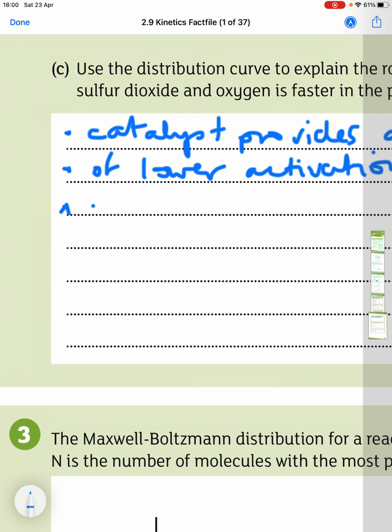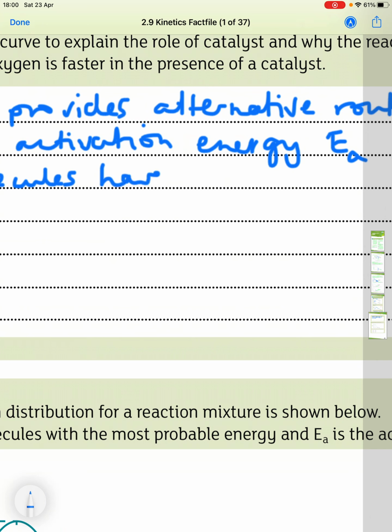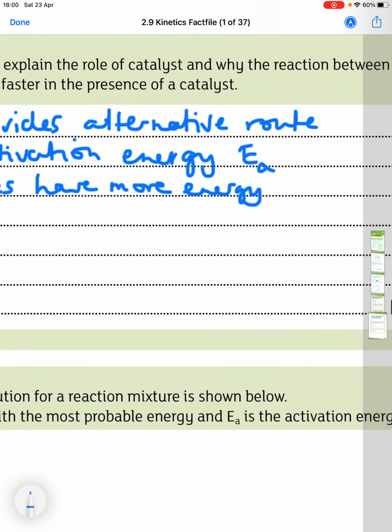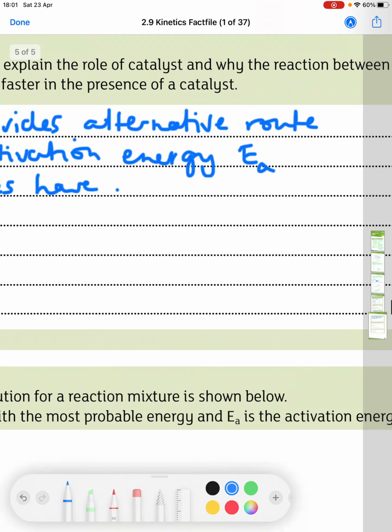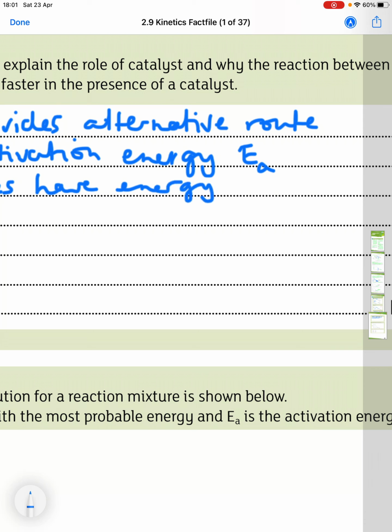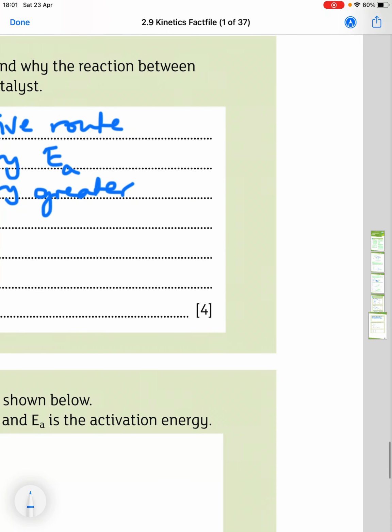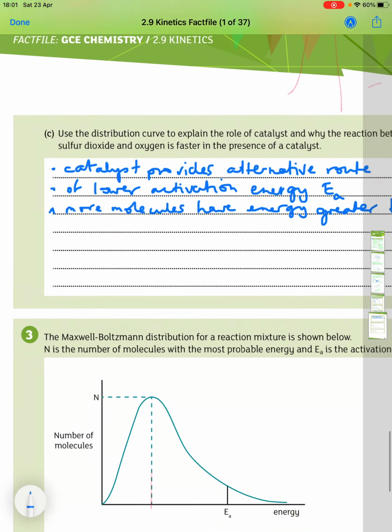The third point is then more molecules have more energy. I've already said more energy, so have energy greater than the activation energy.